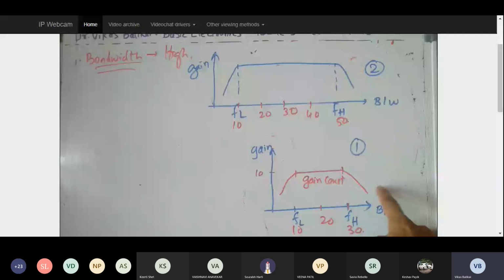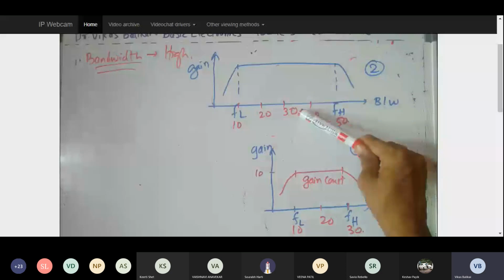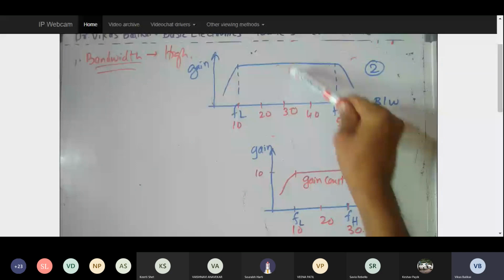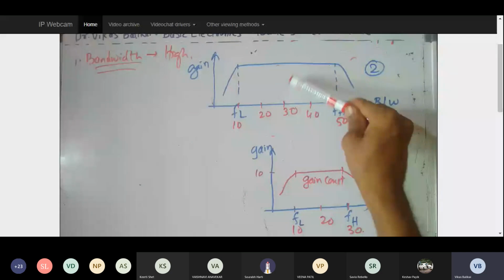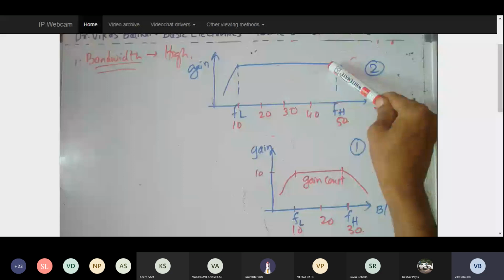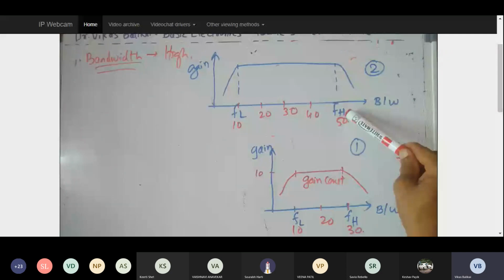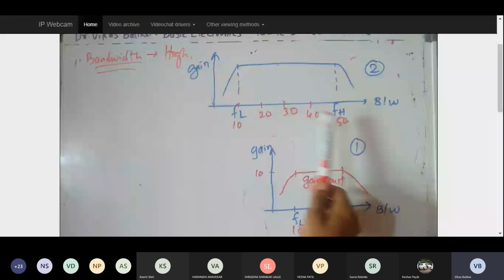But from graph number 2, I can see that even though I give an input signal having more than 30 hertz of input frequency, I am still able to achieve the amplification because in this duration my gain is still constant, since my upper cutoff frequency has been extended to 50 hertz. Up to 50 hertz input signal I can amplify. So the larger this constant gain region, that is the larger the bandwidth, the better will be your amplification. And it is going to cover almost all the signals, irrespective of their frequencies, if the bandwidth is very very large.